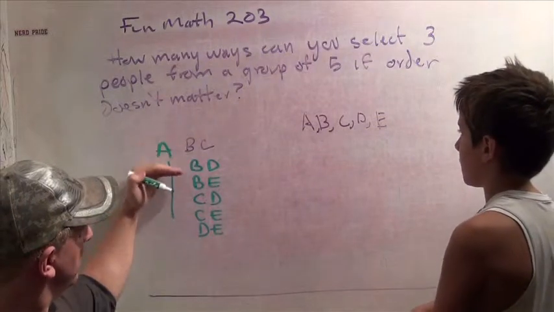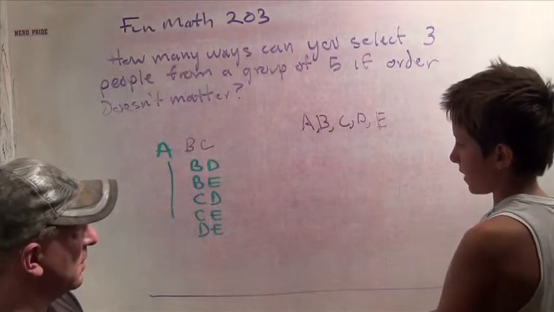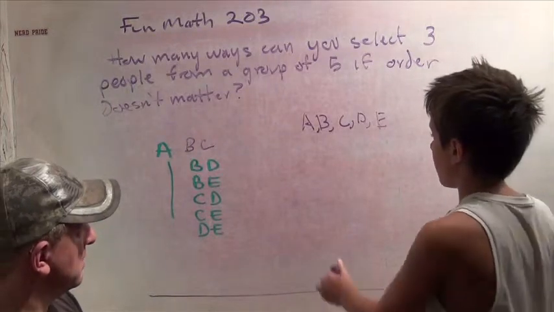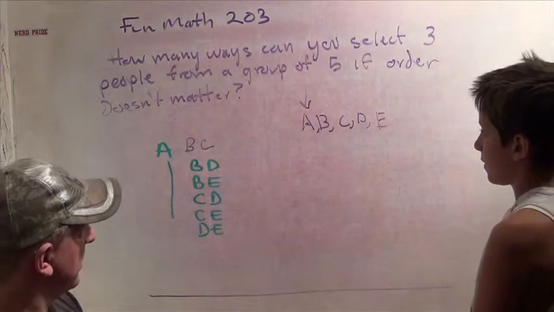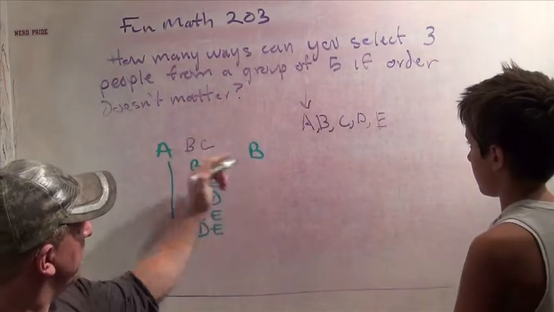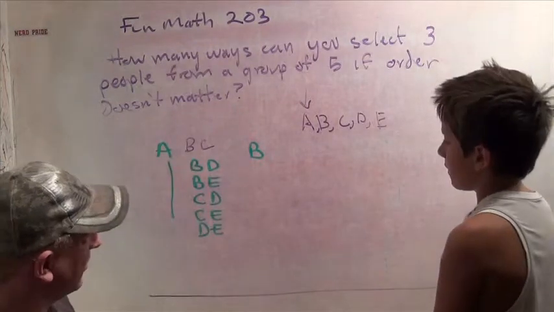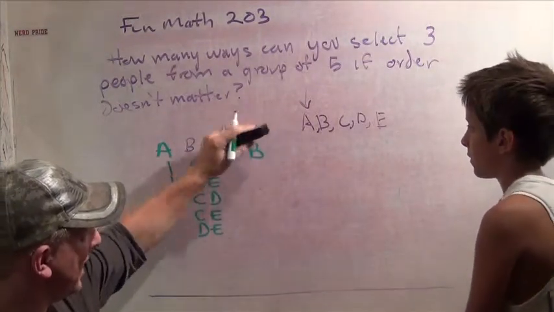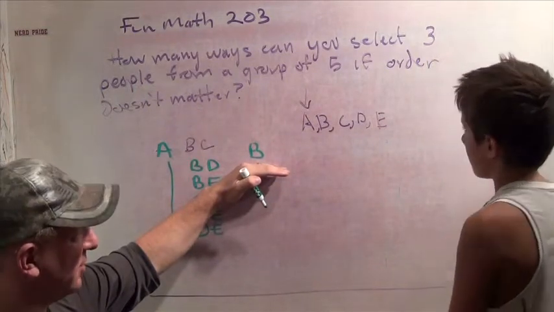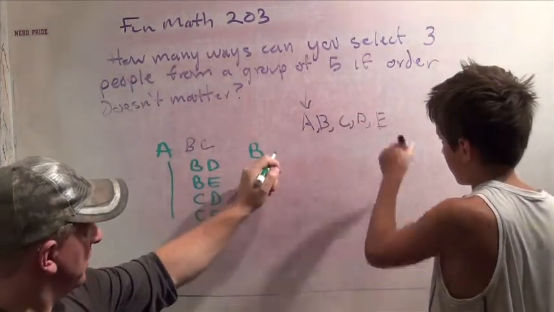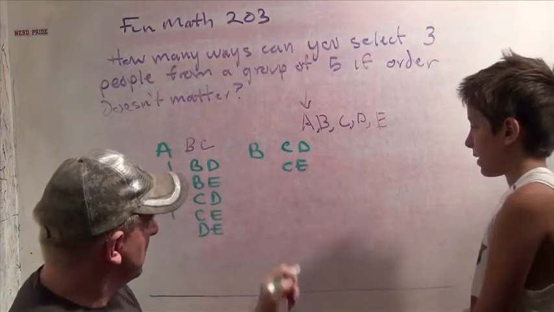Okay, what's next? Now all the ones that have B as their lowest letter, but we can't use A, because we've chosen A to be the lowest letter already. Now we're looking at ones where B is the lowest letter. What problem are we trying to solve now? We need to take 2 from 3. So we can do CD, CE, or DE.